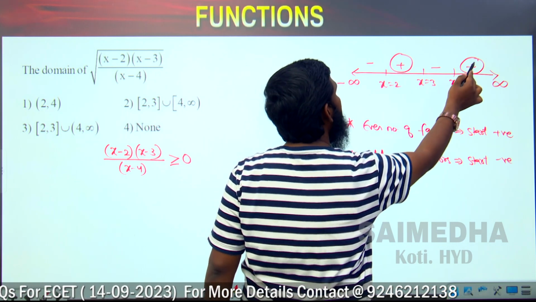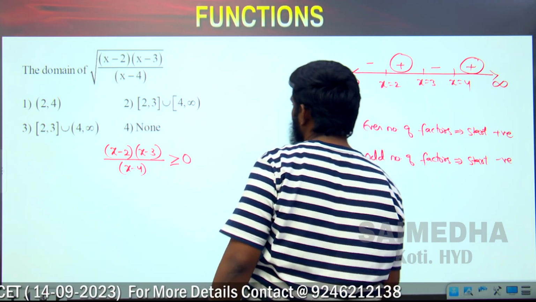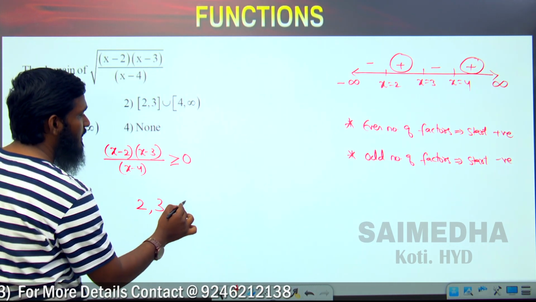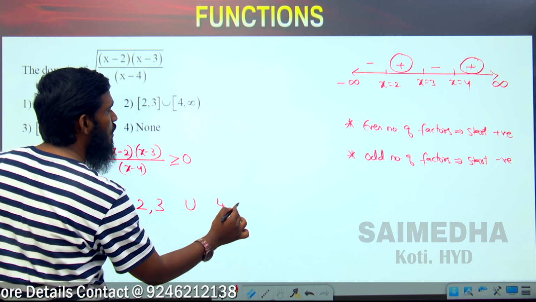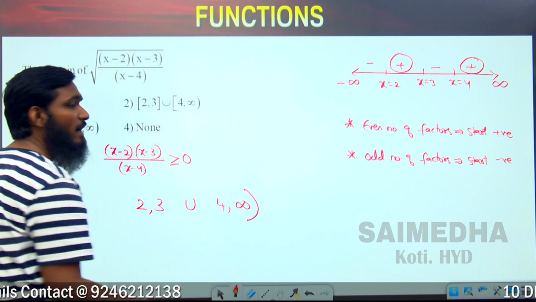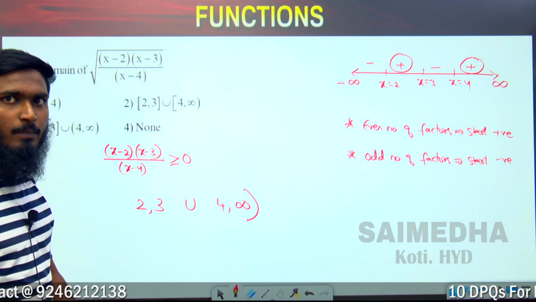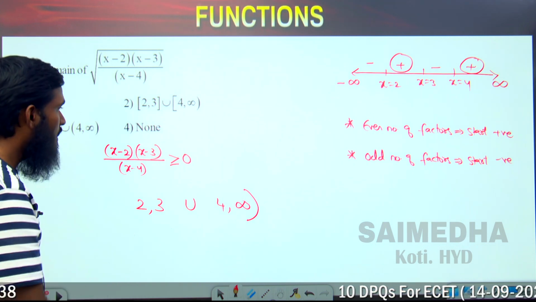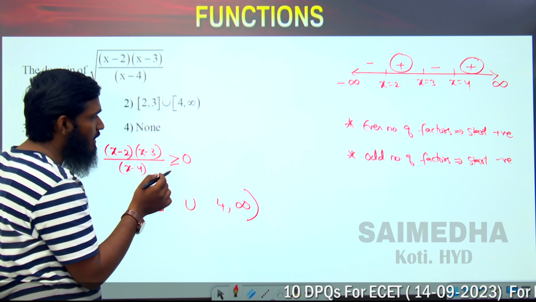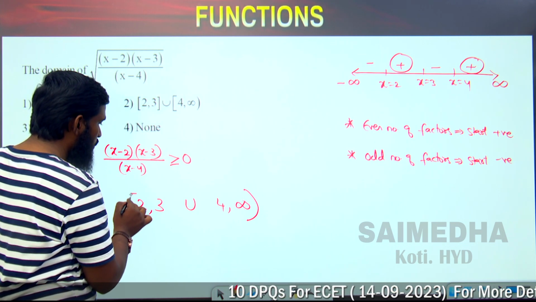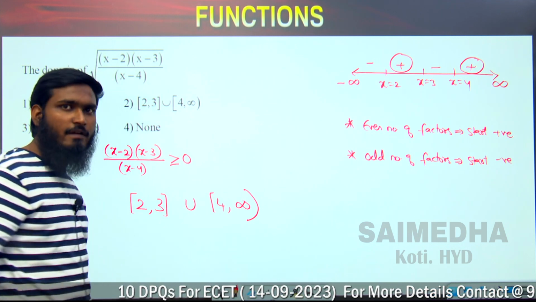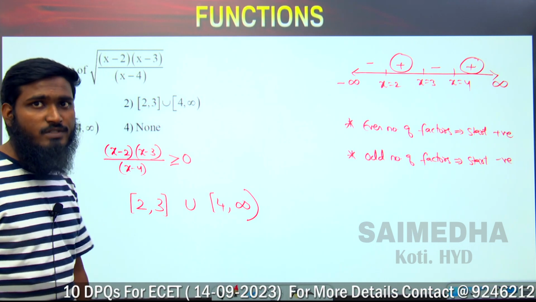Now these positive regions, which parts are they coming under? This one is 2 and 3, and this one is 4 comma infinity. So we can write this as 2 comma 3 union 4 comma infinity. Plus infinity and minus infinity, I have already told you, we have to write in round brackets only. As we have equal to over here, we have to use square brackets, depending upon this equal to symbol.